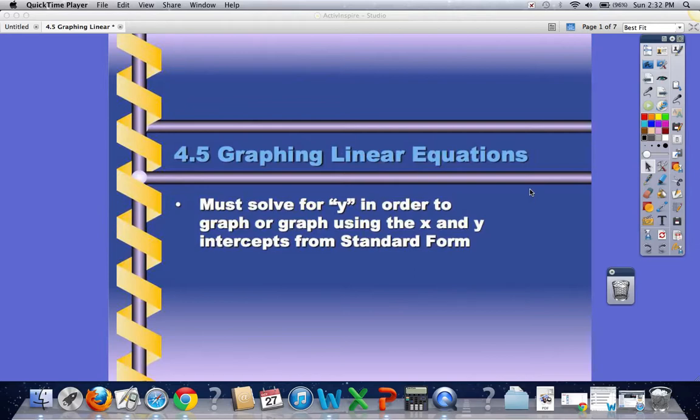In this section, we're going to do solving for y, which we've practiced a lot, and now you know why we have to do it. So you're going to have to solve for y in order to graph, or graph using the x and y intercepts from the standard form. We're going to learn how to do both today.